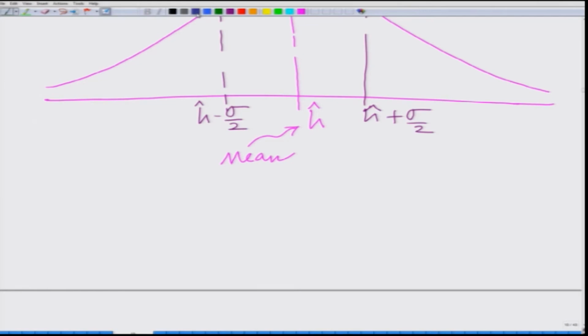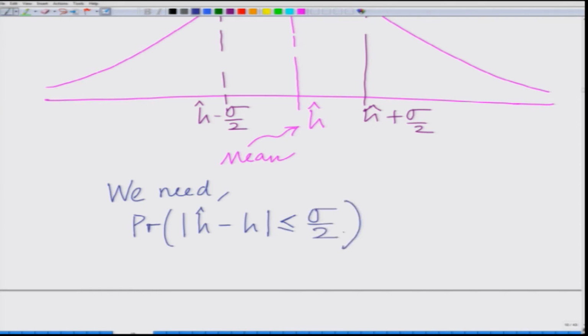Okay, and this is an interesting problem. So for our given degree of reliability, we need the probability that magnitude h hat minus h is less than or equal to sigma by 2 to be greater than 0.9999. Okay, this is what we need.